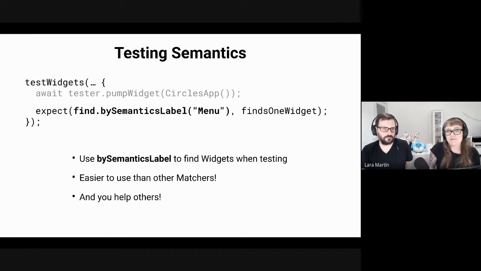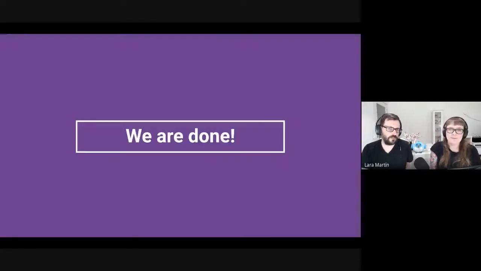Also, semantics is a very powerful tool. We can use it to improve accessibility in our application, but we can also use it for testing. When we do widget tests, we need a way to find widgets that are displayed on the screen, and with semantics, you can use the label to find a widget, by using find.bySemanticsLabel. This is easier to use, I'd say, than other testing matchers even. By using semantics labels, you are helping others who are using screen readers, and at the same time you are keeping your semantics code tested, right? So it's a win-win. Okay, so we are done.